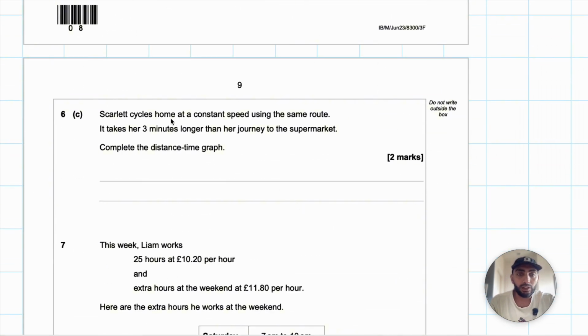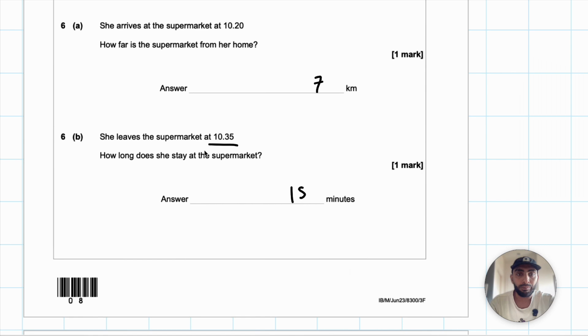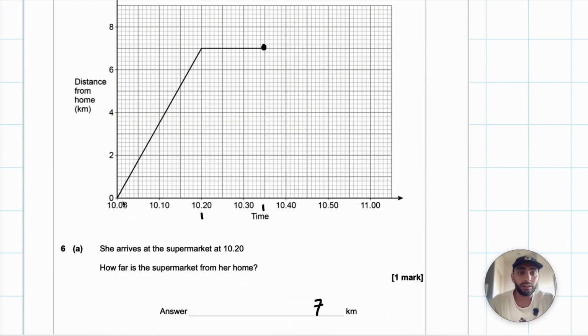Part C, Scarlett cycles home at constant speed using the same route. It takes her 3 minutes longer than her journey to the supermarket. Complete the distance time graph. First, we need to think how long does it take her to get to the supermarket, and then add 3 minutes onto that. So she leaves at 10, she arrives at 10:20. So that's going to be 20 minutes.